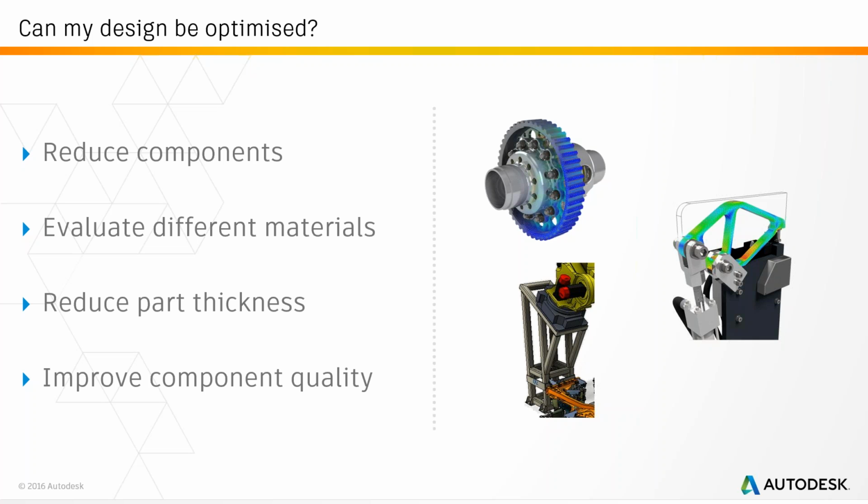With optimization, we're talking about, can we reduce the number of components in an assembly? Can we evaluate different materials? Is the material you've chosen the best choice? Are there other alternatives that can be evaluated very early on in the design phase? What happens if I take material out and reduce part thickness? If I make it lighter, will it still perform? It can actually improve the component quality. It can actually make it better and be more creative with my designs.